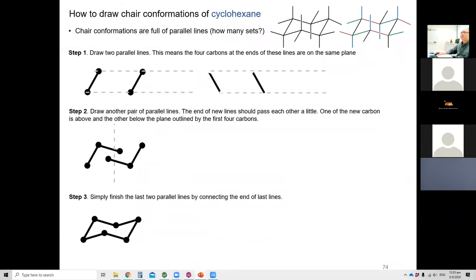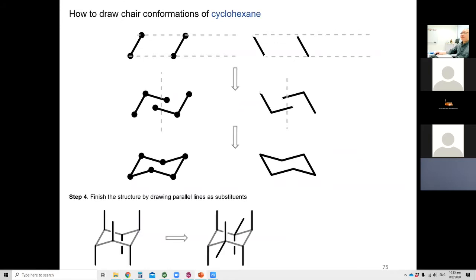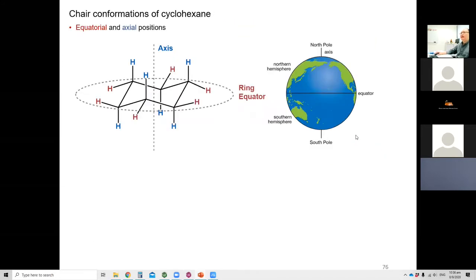Basically, you are recommended to follow these steps and draw a beautiful chair conformation of cyclohexane. I have also uploaded a practice sheet on Moodle, so you can print it and practice on your own. Okay, so let's start this lecture with detailed information about this chair conformation.